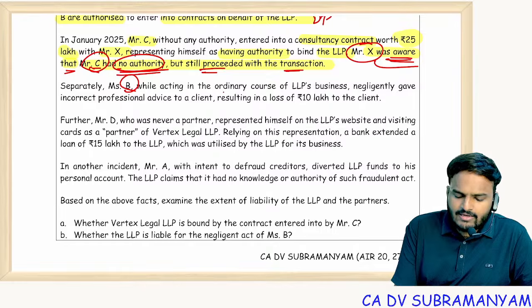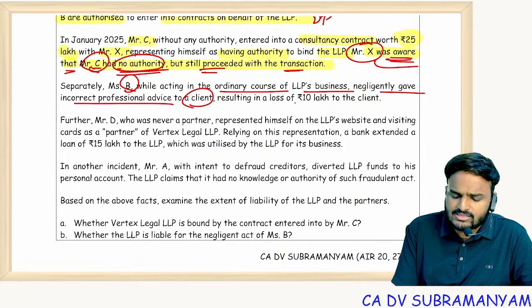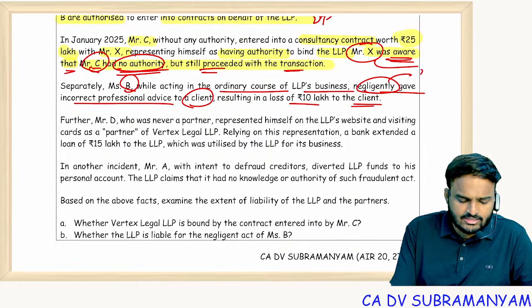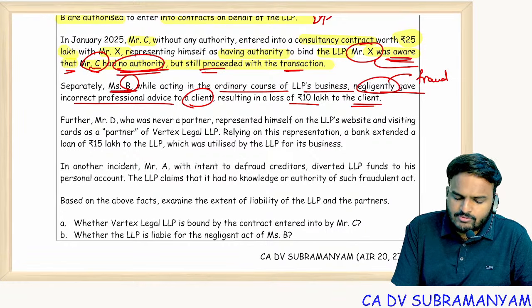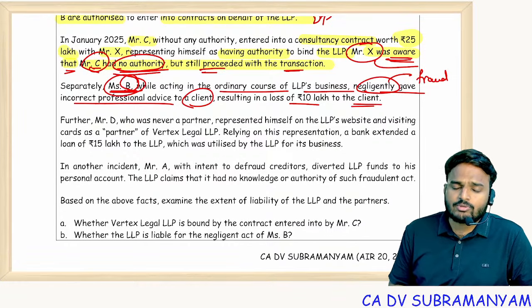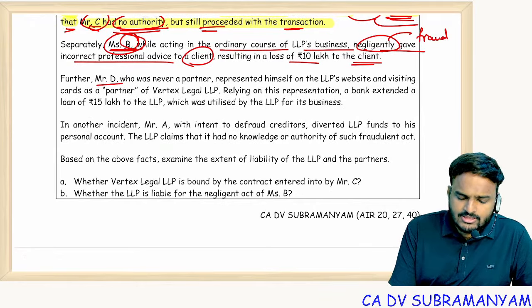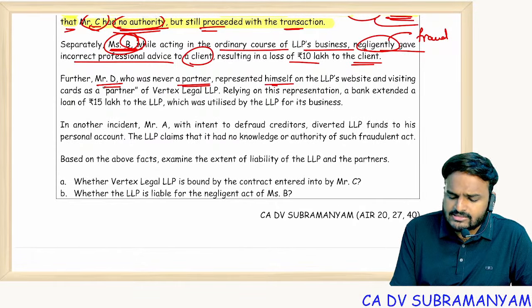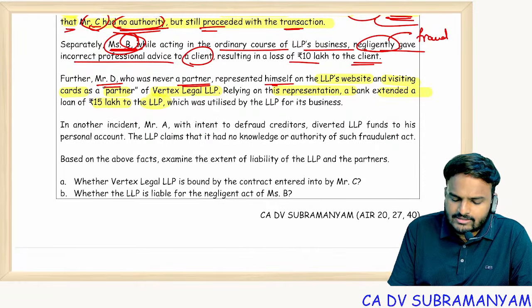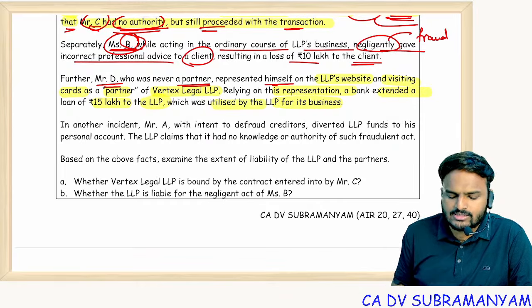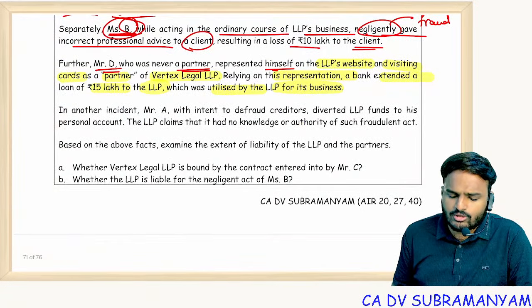Separately, Ms. B, while acting in the ordinary course of LLP's business, negligently gave incorrect professional advice to a client, resulting in a loss of 10 lakhs to the client. The person responsible is solely liable to the LLP, and LLP is liable to the client. Further, Mr. D, who was never a partner, represented himself on the LLP's website and visiting cards as a partner of Vertex Legal LLP, partner by holding out. Relying on this representation, a bank extended a loan of 15 lakhs to the LLP, which was utilized by LLP for its business. So now LLP is liable for that loan amount of 15 lakhs.